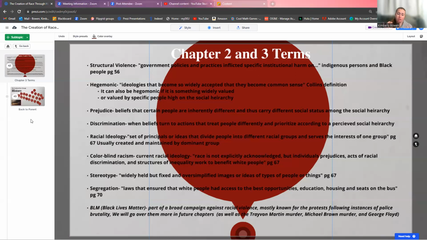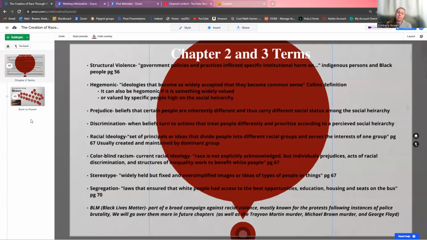A stereotype is a widely held but fixed and oversimplified image or idea of a type of people or thing. Segregation refers to laws that ensured that white people had access to the best opportunities, education, housing, and seats on the bus, along with other particular public spaces and things of that nature.